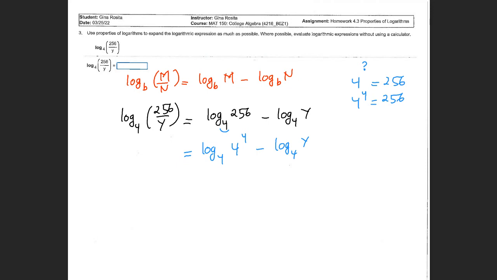Now remember again the general property: logarithm of b to the x with base b equals x. Remember this one, don't forget. So for this one we can write down 4. So the answer is 4 minus logarithm of y with base 4. This is for number 3.